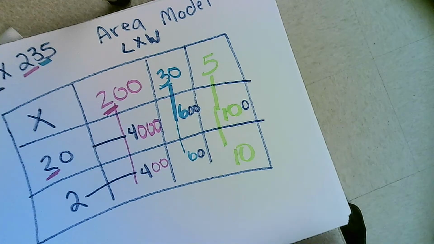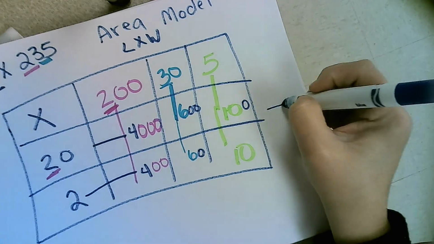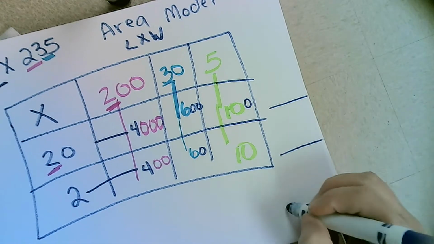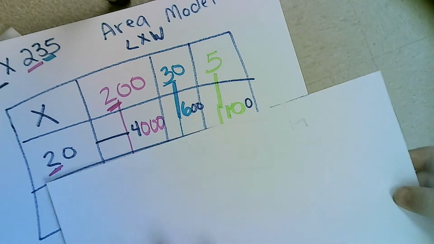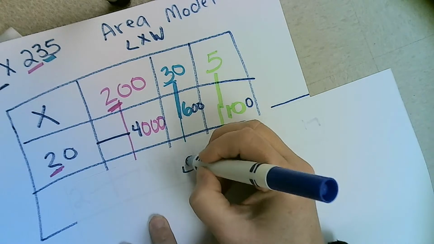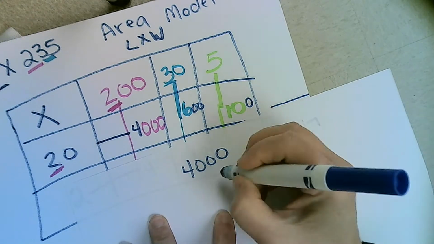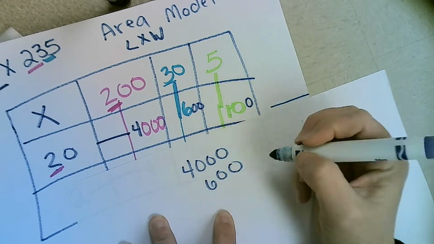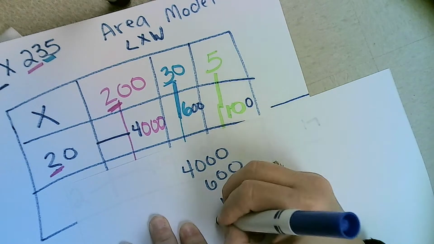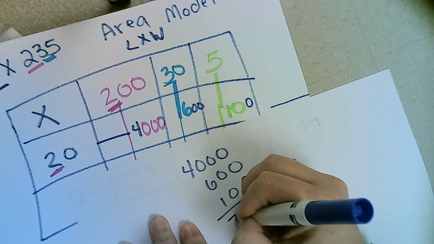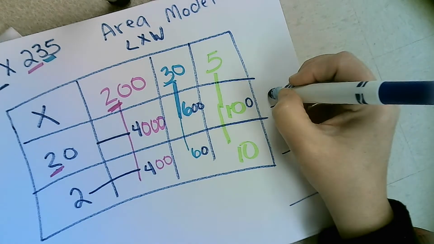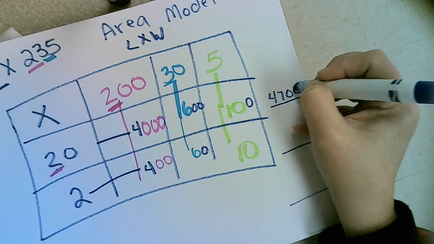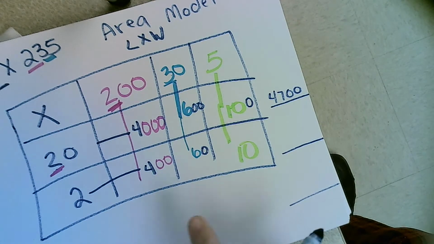Now, I like to tell people, because you should have something here, and then your total here, right? These are going to be your partial products. I like to add them up out of the way. 4,000, 600, 100, 0, 0, 7, 4. And so you're going to put that here. 4, 7, 0, 0. Then you're going to do it on the next row.